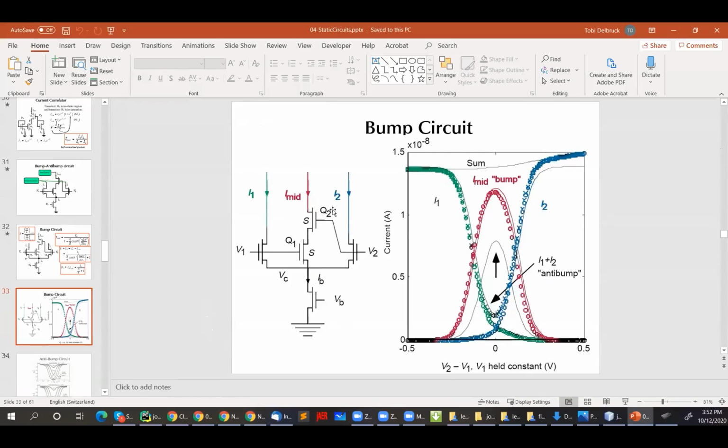And then you have the current correlated circuit, the I1, I2 plus I mid sum up to IB. And then you can see.